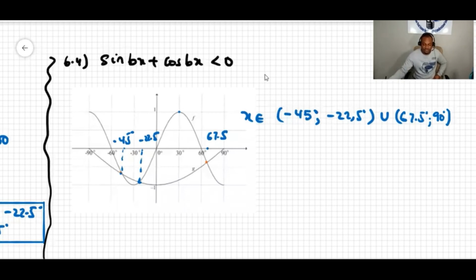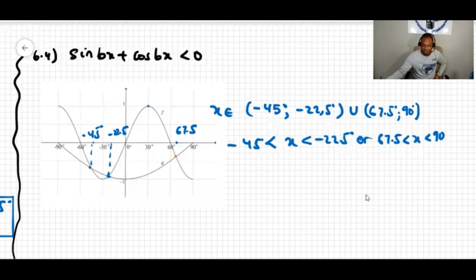It can also be written using interval notation. We can write -45 degrees less than x less than -22.5 degrees, or 67.5 less than x, because 'or' translates to union, less than 90 degrees.